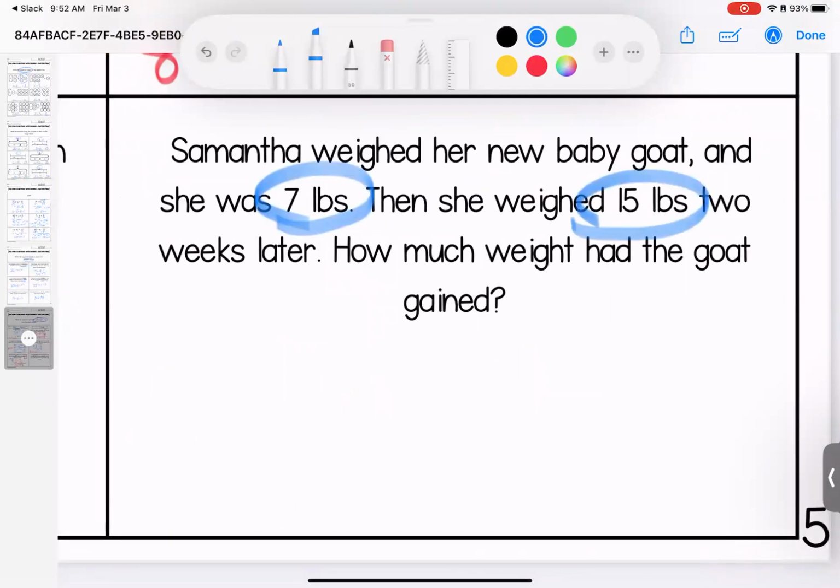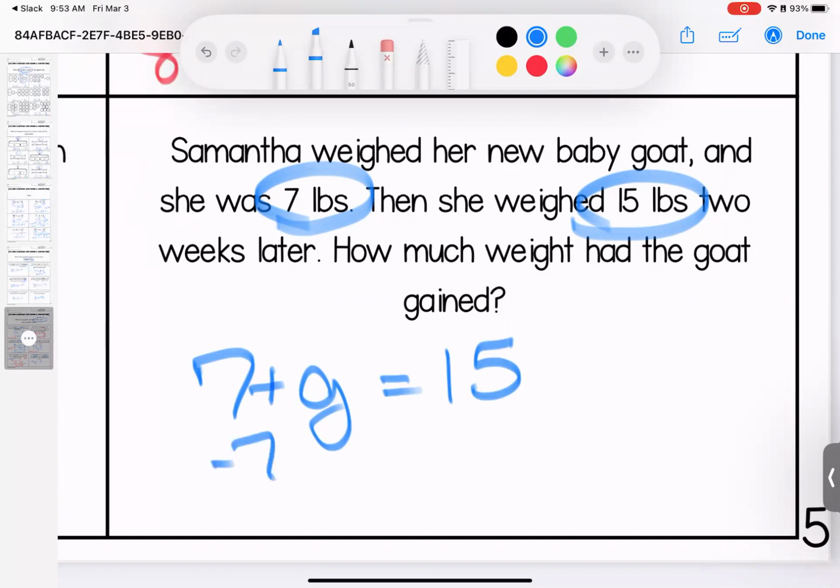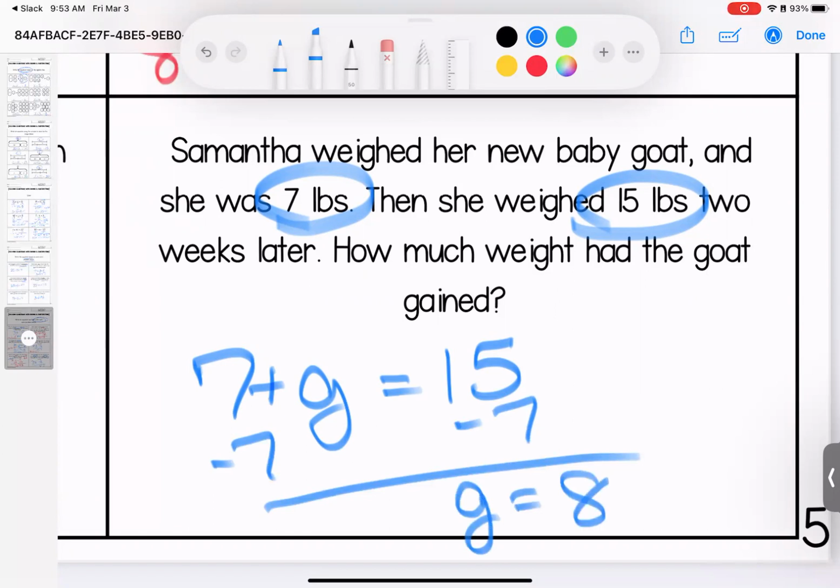Last one, Samantha weighed her new baby goat, and she was 7 pounds. Then she weighed 15 pounds 2 weeks later. How much weight had the goat gained? So she was 7 pounds. She gained an unknown amount of weight and was 15 2 weeks later. I'm going to subtract 7 from both sides, and we have that G is equal to 8. I can check it. 7 plus 8 equals 15.